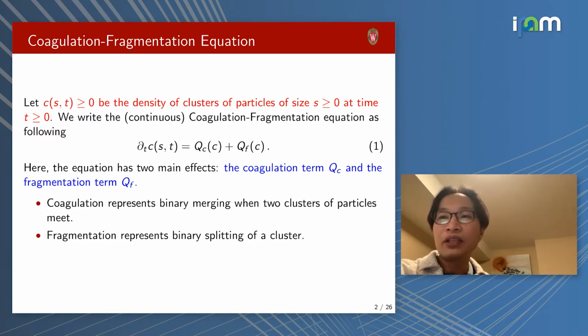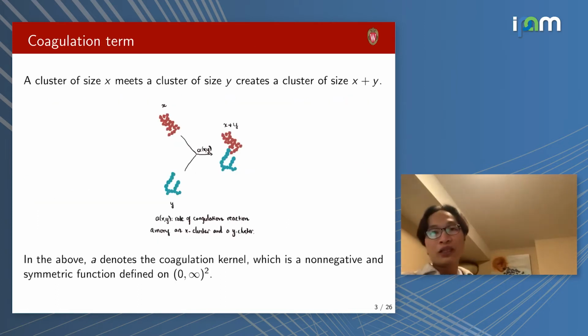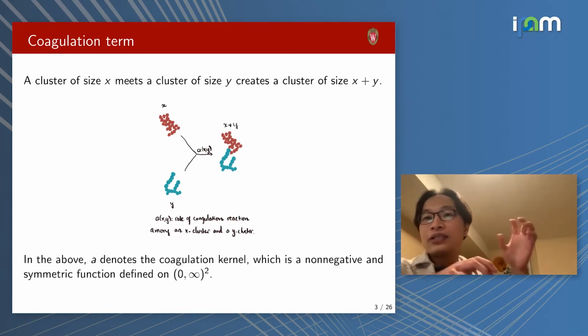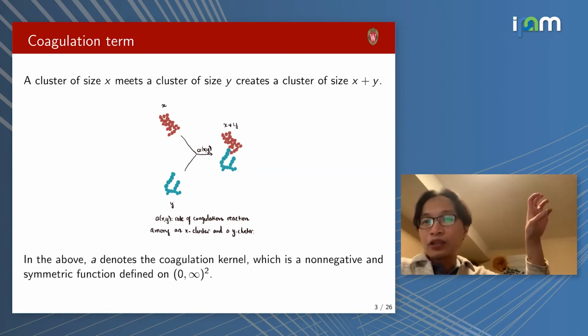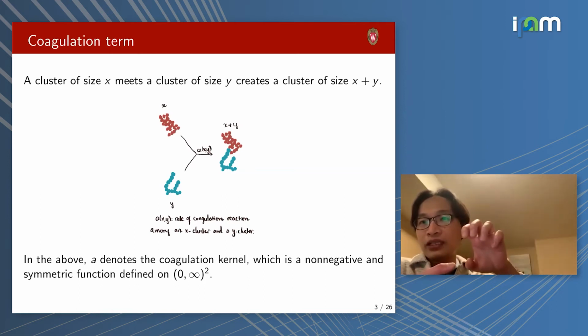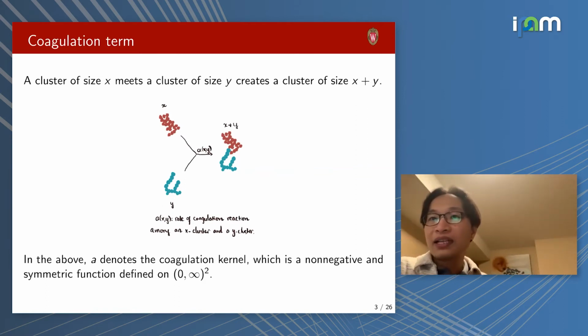Now let me give you a more intuitive explanation of the two effects. The first is the so-called coagulation term. A lot of you here may have been working with sticky particle systems, so you can see there's a clear similarity between the two. Essentially, I have two groups of particles, one with x amount, the other with y amount, and they meet each other randomly, supposedly, and if they meet, they create a bigger cluster of size x plus y.